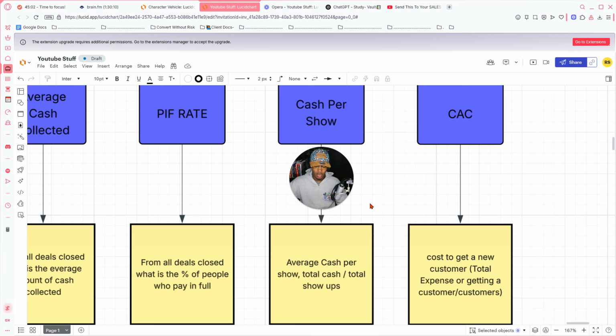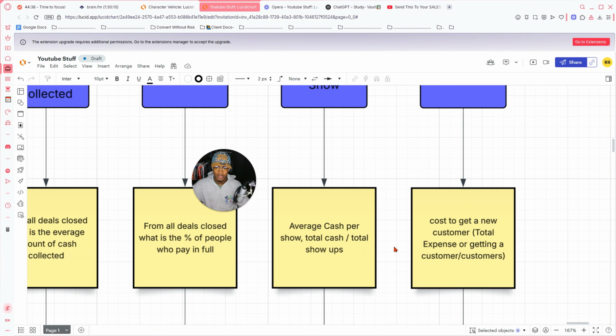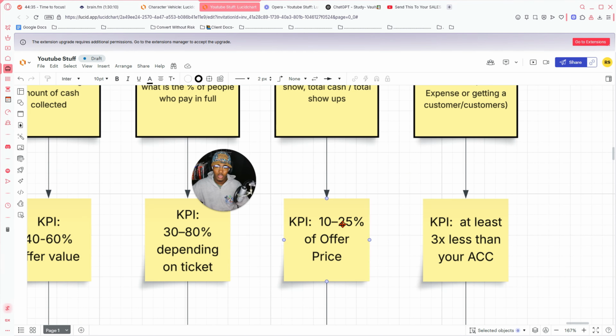You'll be able to run your ads with more confidence because you know, okay, if I get one person to show up, it costs me this to get this person to show up. This is how much I get on average per person that shows up. Okay, I have this much of a margin. The difference between these two things is what you would call a margin. And then I can scale more aggressively since I have a bigger margin. So this should be 10 to 25% of offer price. Meaning if you're selling something for $10,000, your cash per show should be $1,000 to $2,500.